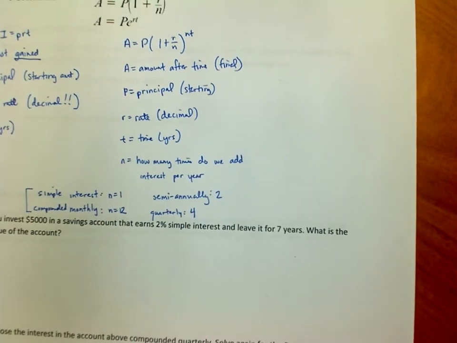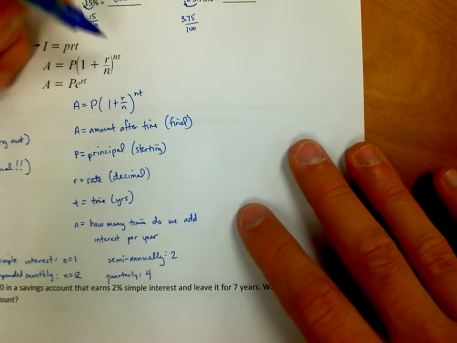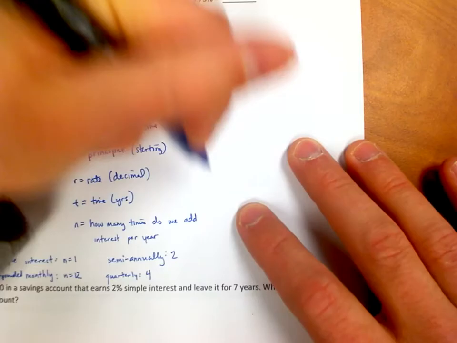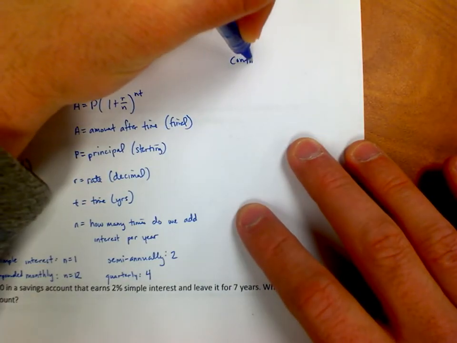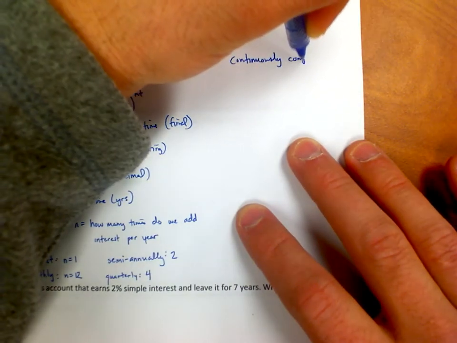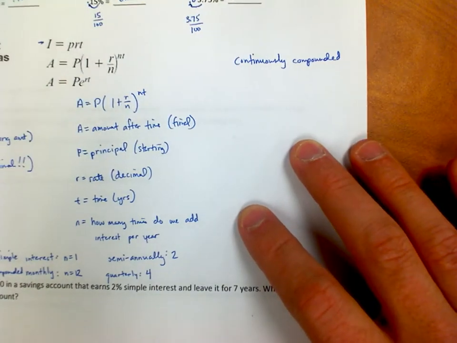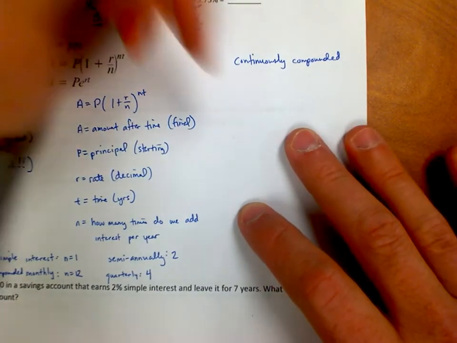Now, there is the specific case where interest might be grown continuously. If I say the interest is continuously compounded, that means it's growing all the time. Every single instant of every single day, interest gets added to your account, which you'd think would be a great thing until you look at this.